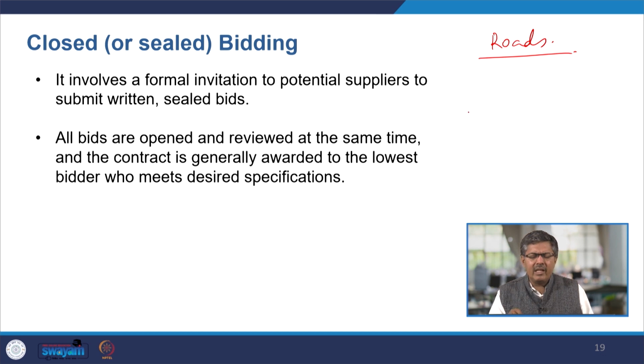This is given in a closed way, in sealed bids, and these bids are opened on a particular date at a particular time where everyone is invited and it is opened in front of them, so that there is clear transparency. The one with the lowest cost is generally selected. All bids are opened and reviewed at the same time, and the contract is generally awarded to the lowest bidder who meets the desired specifications.